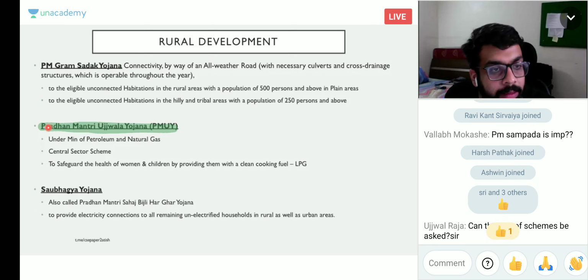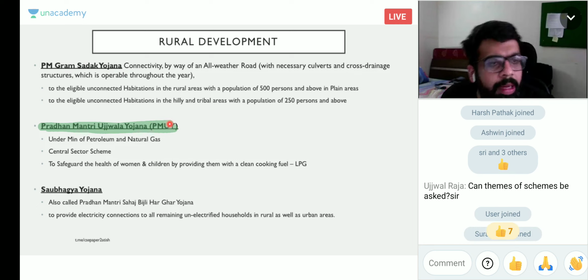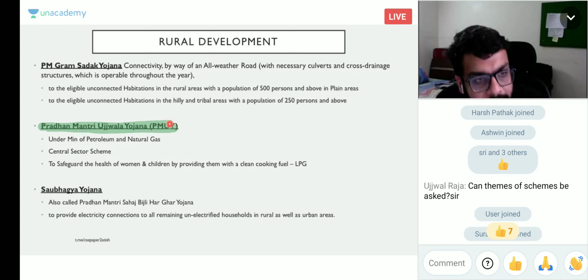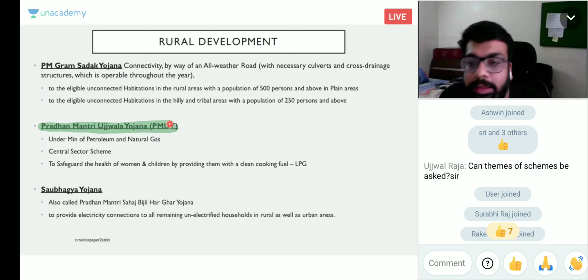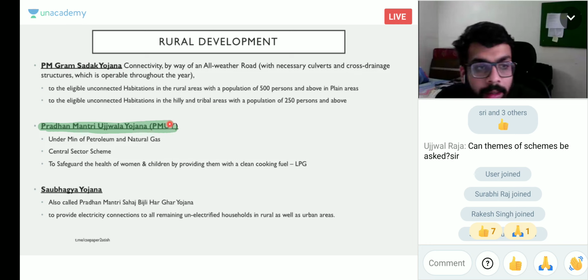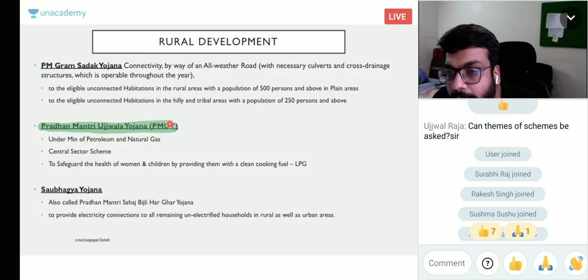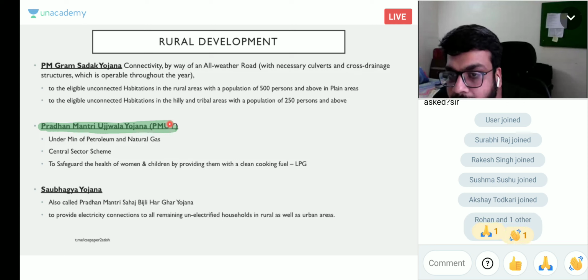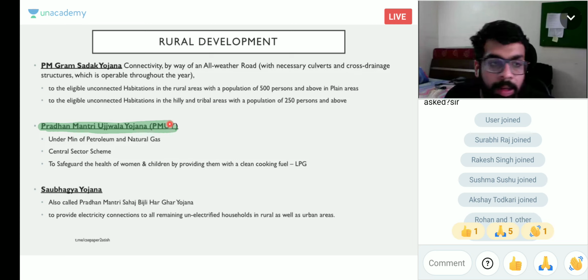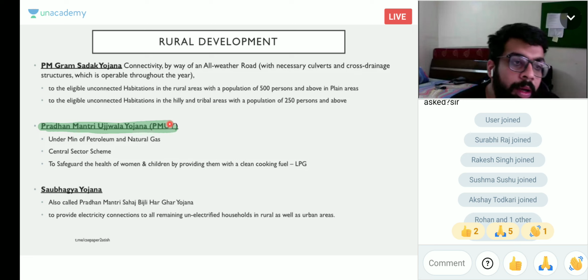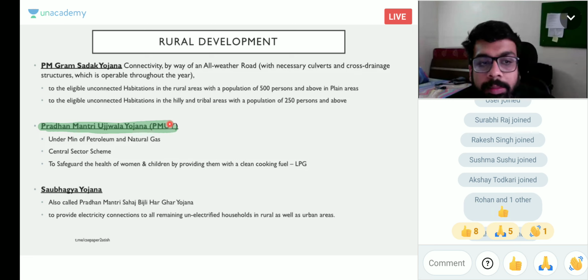Next, Pradhan Mantri Ujjwala Yojana. Now, Pradhan Mantri Ujjwala Yojana is, though technically for rural development, under the Ministry of Petroleum and Natural Gas. I'm doing schemes that can be asked, so please don't ask a question which is counterproductive. So, Pradhan Mantri Ujjwala Yojana is under the Ministry of Petroleum and Natural Gas.